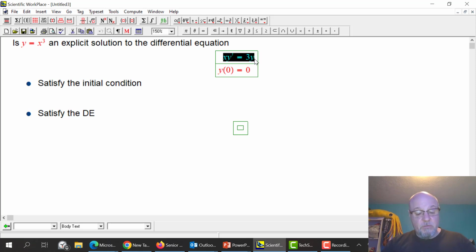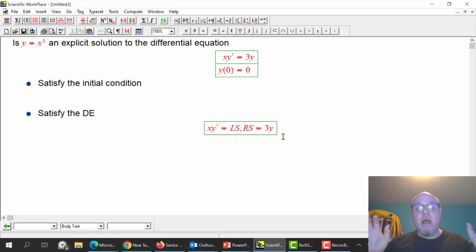The next thing we have to do is show that it satisfies the differential equation. So this differential equation, I'm going to replace this equals sign with, I don't want to make this equals yet. I want to have this piece equal to the left side, and the right side equal to the other. So I'm not setting them equal yet. I want to show that they're equal when y is equal to x cubed.